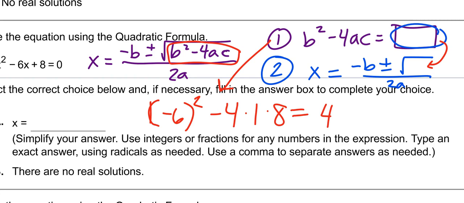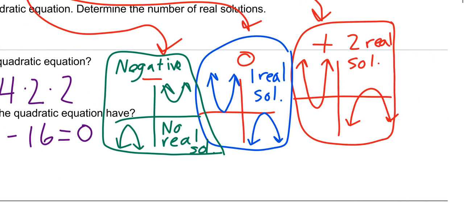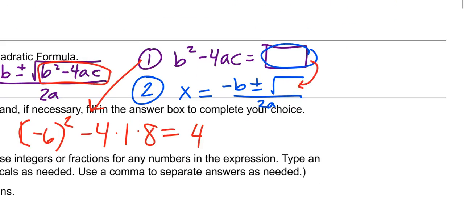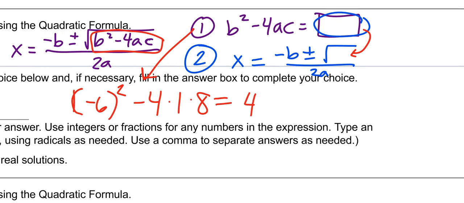Okay, now which situation are we in? Which situation are we dealing with if we got a positive 4 for the discriminant? 2 real solutions. We know this crosses the x-axis twice. We will be getting 2 answers. Okay? So step number 2.